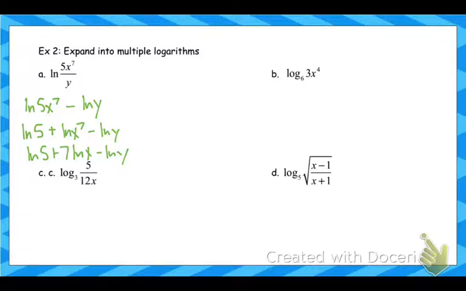All right, let's go to the next one. That uses the same idea, okay? I'm taking the log of all of this. This is 3 times x to the 4th. So where there's multiplication, I'm going to separate that into addition. Then I can take that exponent and I can move it to the front.